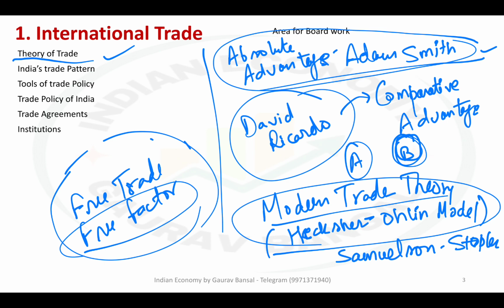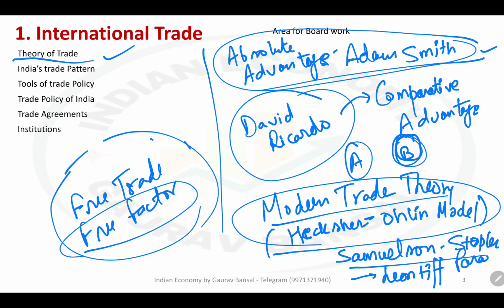So countries which have more labor tend to be labor intensive. Countries which have more capital tend to be capital intensive. And as a result, they specialize in such products which are labor intensive, capital intensive respectively. So that is the Stolper-Samuelson theorem. And similarly, there is an exception. Okay, so there is the Leontief paradox. So Leontief, Samuelson, Stolper, Heckscher, all these are names of people who gave these theories.